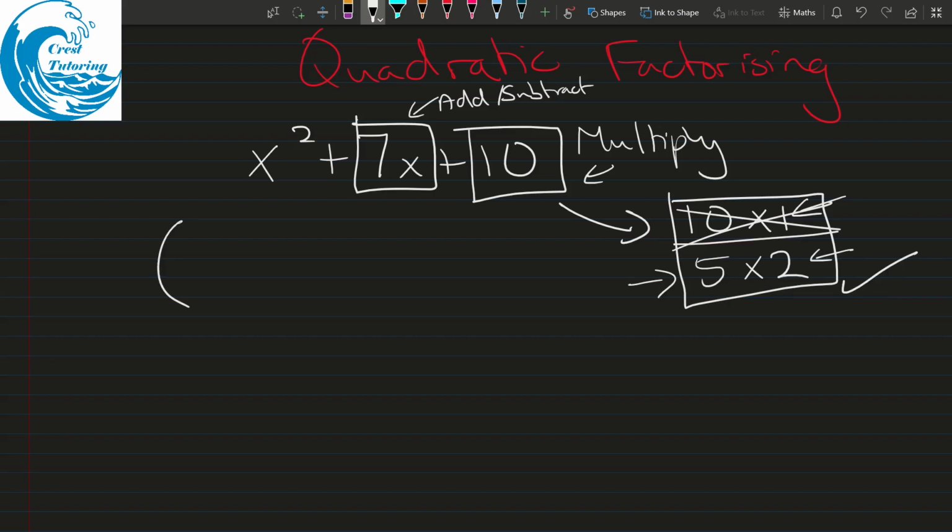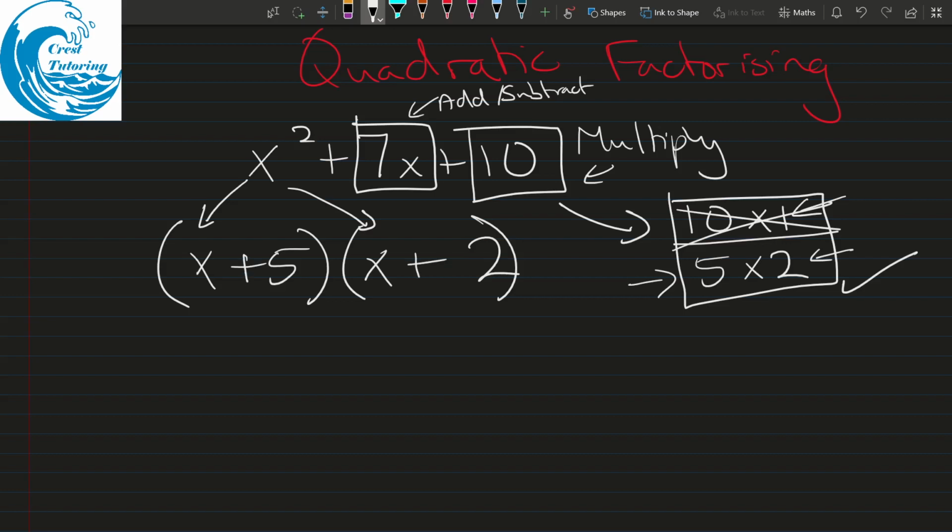So what you do then is you make two brackets, you put x into both because we have x squared, so x times x will give us x squared. Then you're going to put 5 into the first one, 2 into the second one, and then you just decide what signs you need. So because we're doing plus 5 plus 2, we put those signs in there, and there are two factors. That's your whole answer.